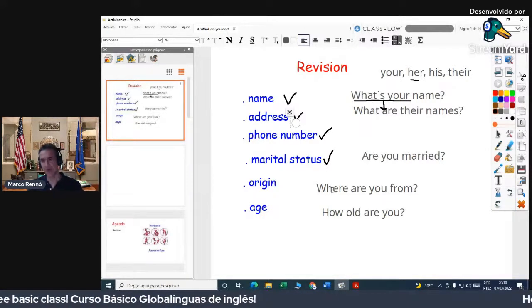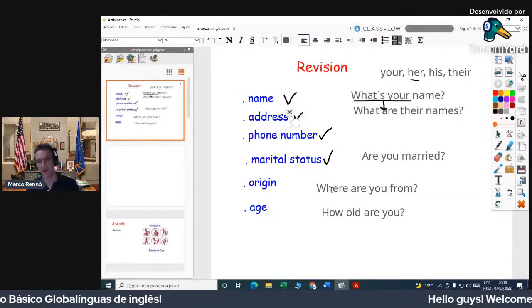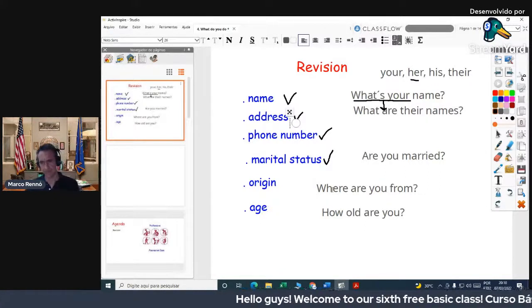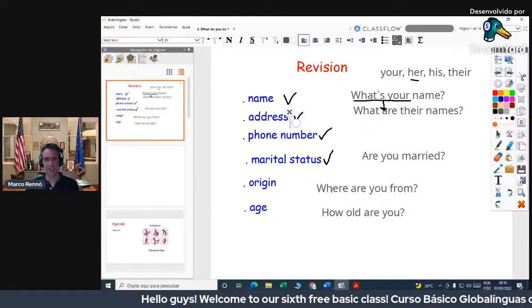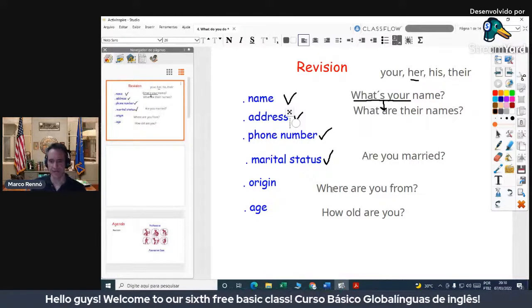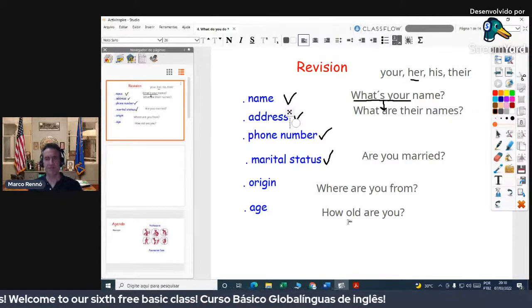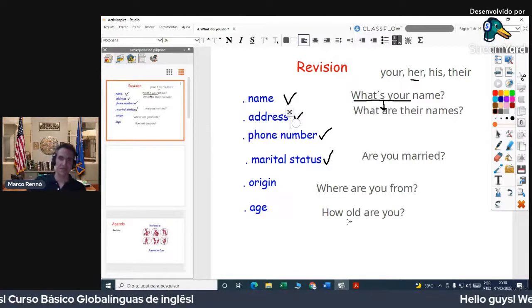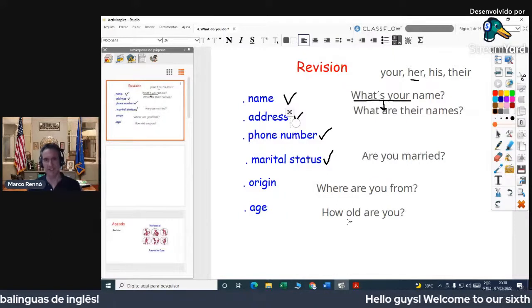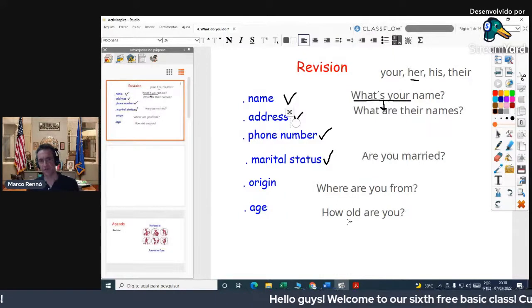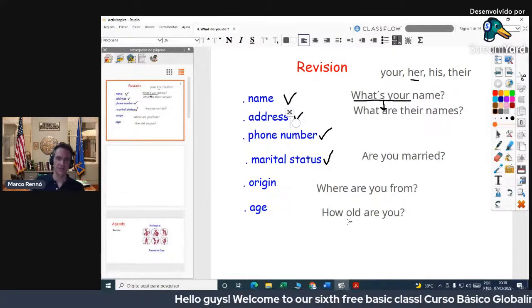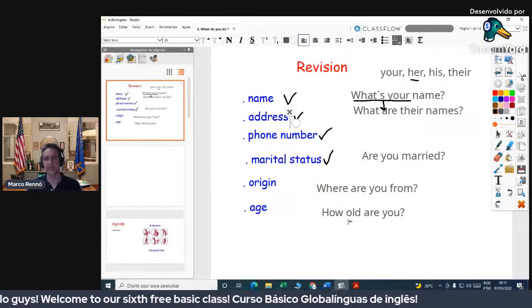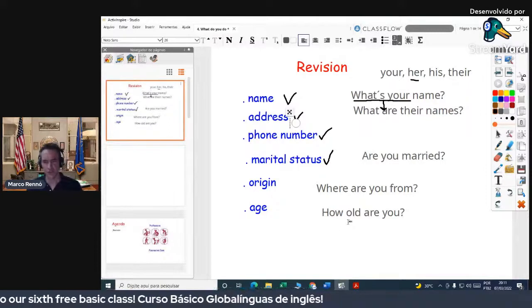Where are you from? I'm from Brazil. I'm from São Paulo. I'm from Curitiba. I'm from Rio de Janeiro, right? How old are you? I am 30 years old. Or I am 30. I am 40. Two possibilities. I'm 40. I'm 40 years old. Remember, you can stop after the number. I'm 40. Okay, fine. I am 40 years old, right?